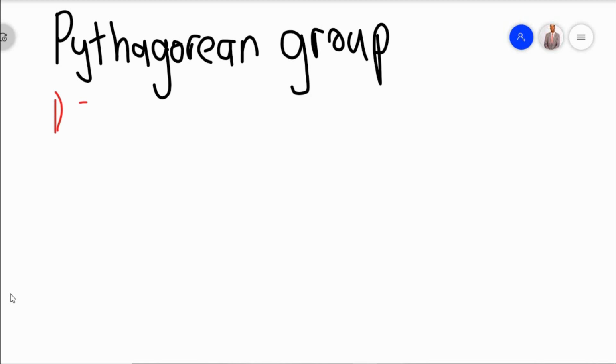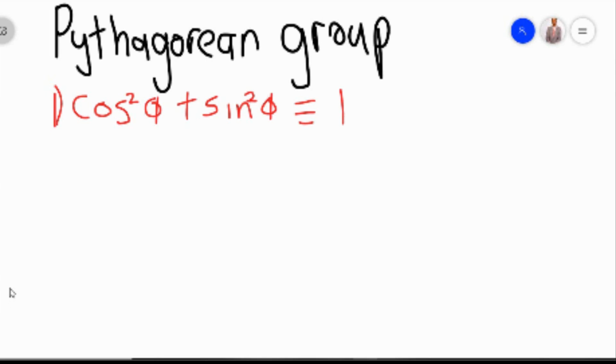Now, looking at the Pythagorean group, cos squared theta plus sine squared theta is exactly identical to 1. Meaning, if you substitute theta with 90 degrees, you are always going to get 1. Even if you try to substitute with 0 or 45 or 180 on both cos and sine, you always get 1.